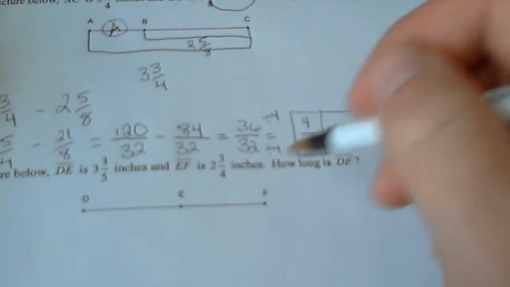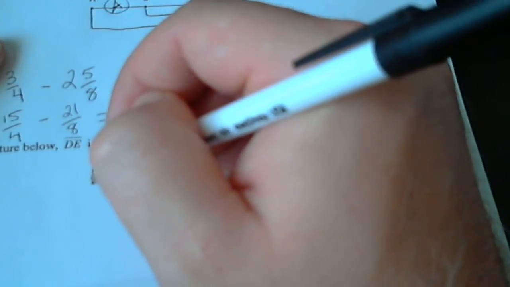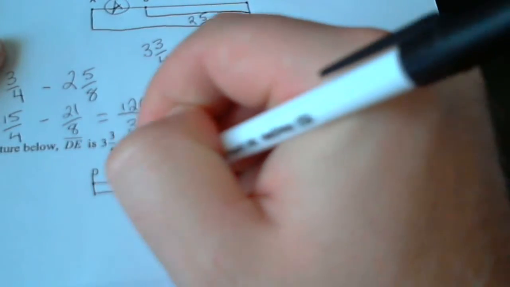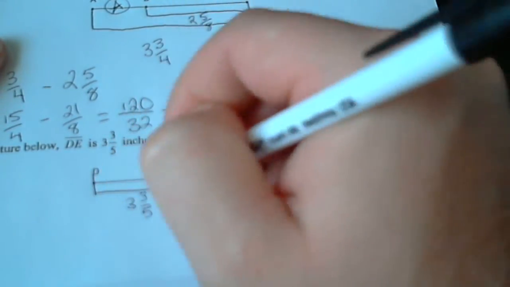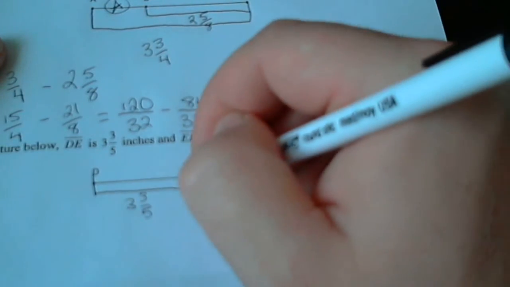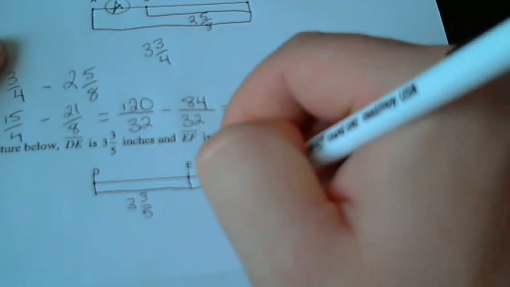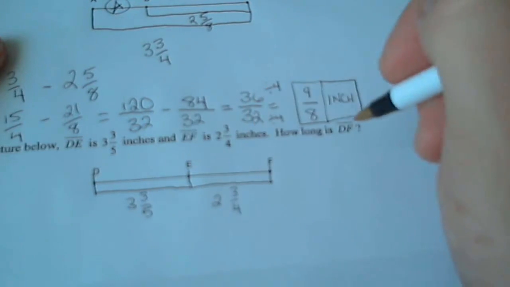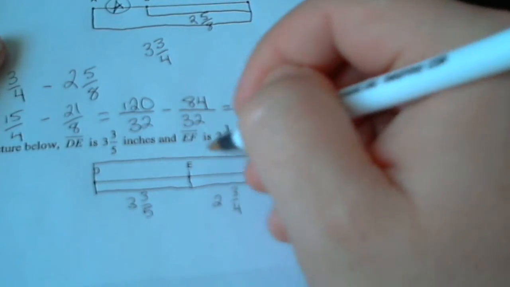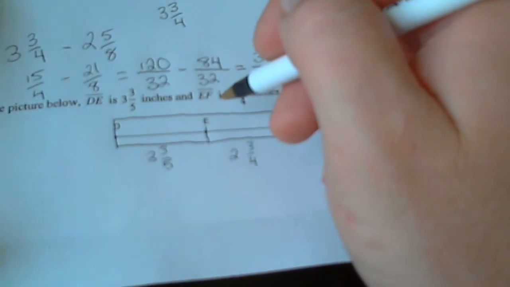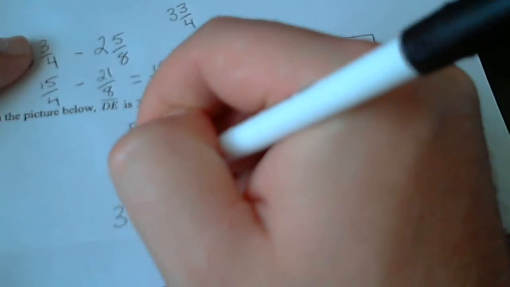Okay? Now let's move on to this one down here. Segment DE is 3 3/5 inches long, part. EF is 2 3/4, part. And they want to know how long DF is. Notice DF is the entire line. So in this case, it's part plus part equals entire. This is an addition problem. 3 3/5 plus 2 3/4.